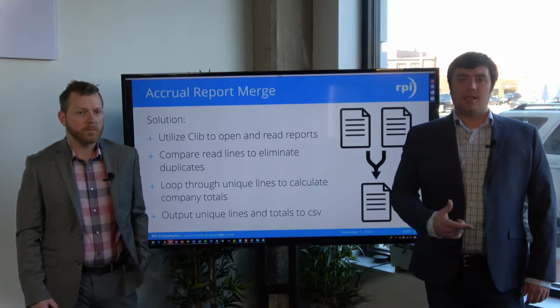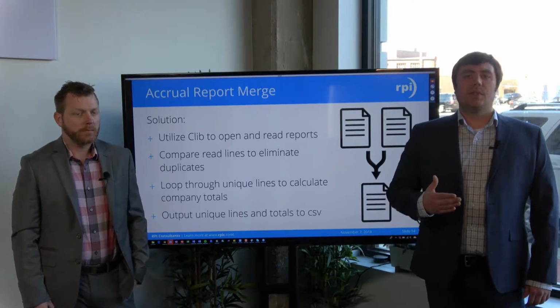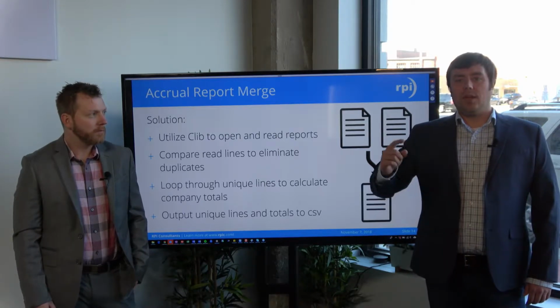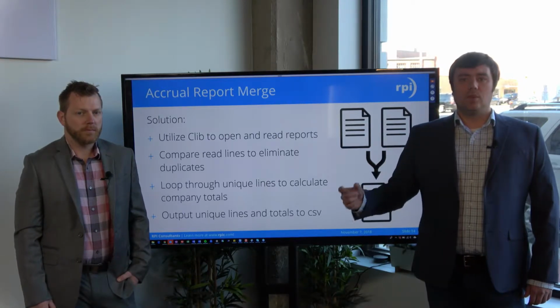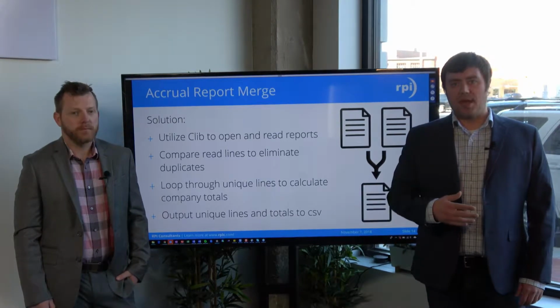And what we did to do that was we can utilize CLib, the CLib library inside of iScript, to read the CSV files that they were generating through these reports. When we read those reports into iScript, we can then loop through the lines on each of those reports to compare the lines to each other. If we find duplicates, then we wipe that out.